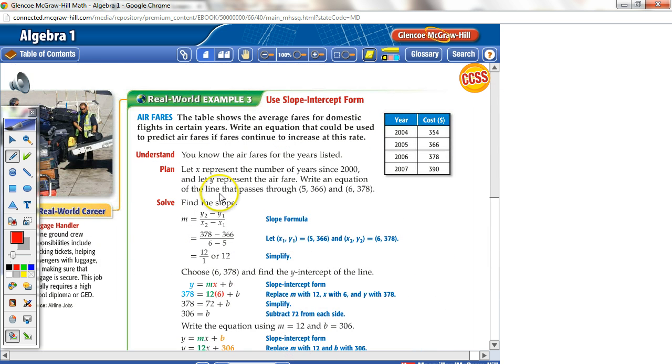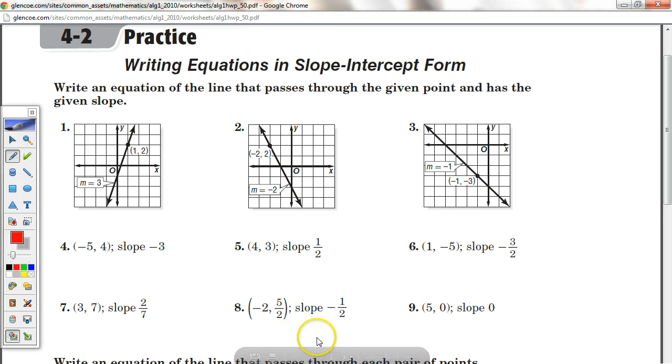Okay, so we're going to do the real world example in class. So all I really want you to know is how to write an equation in slope-intercept form if they're giving you a slope and if they're giving you 2 points.